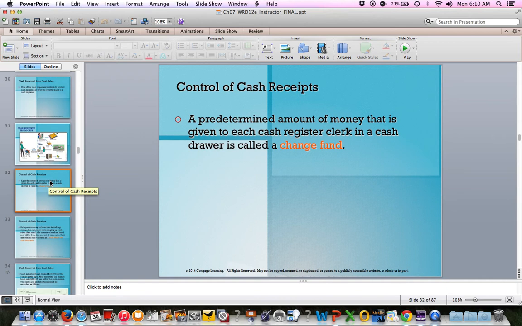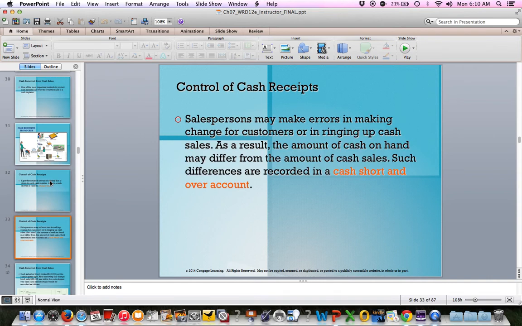A predetermined amount of money that's given to each cash register clerk in a cash drawer is called a change fund. Typically, I used to do this in high school. I worked at Kmart for a few years of high school, and you started out with, I think it was around $100 between ones, fives, and then the various coins. That was your change fund, which you started out with, of course.